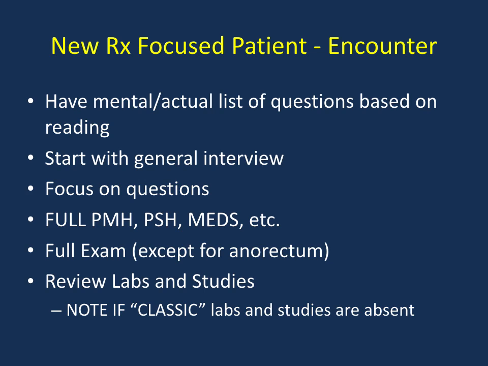So in the encounter, have the mental list, start with the general interview, focus on the questions that you know are classic for the disease, do the full past medical history. This is a new patient, right? So you have to assess what their past medical history is in light of trying whether they're fit for surgery or not. Do a full exam, review the labs. And then what you have to recognize is that sometimes patients don't come with the complete evaluation. So they may be missing certain labs and studies that you would read in your reference textbook, website, whatever, that tell you that this disease is diagnosed and management is determined by these studies, but the studies may be absent. And that's a very important pertinent negative for you to mention.